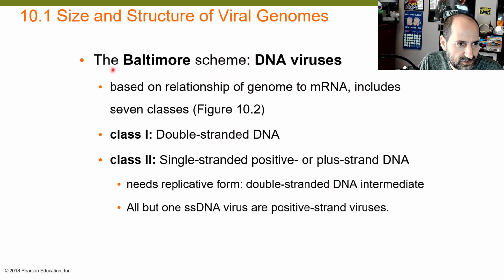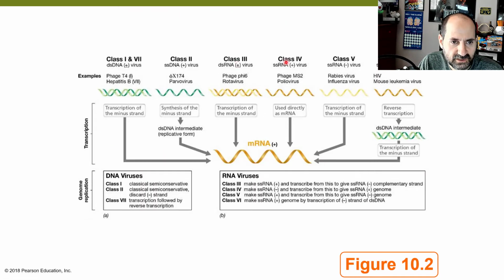Okay. And you should know a little bit about the Baltimore scheme of viruses. Remember, Class 1, Class 2, Class 3, Class 4, Class 5, Class 6, and, I think, is there Class 7? Yeah, Class 7 as well. And what's important to know is that all of these viruses need to make an mRNA, right? And from that mRNA, they can produce proteins, right? And they also need to replicate their genomes as well. So all viruses need to replicate their genomes. All viruses need to have some kind of mRNA so that they can make proteins as well.